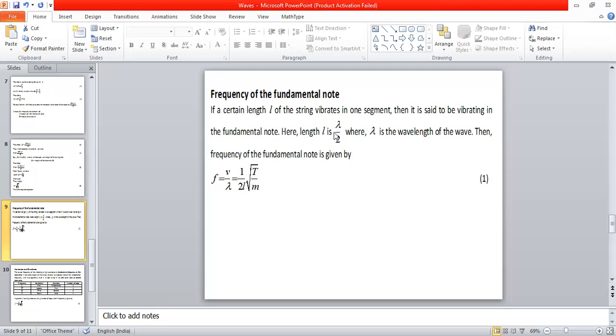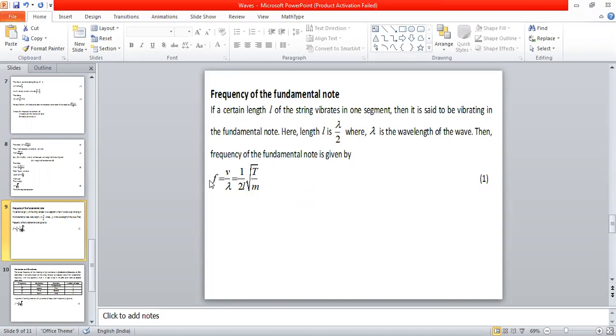I have not written it, but we have written the statement L is lambda by 2. L is equal to lambda by 2, so lambda becomes equal to 2L. Do you agree? Yes, sir. If L is equal to lambda by 2, length is equal to half of the wavelength. So therefore lambda must definitely be equal to 2L.